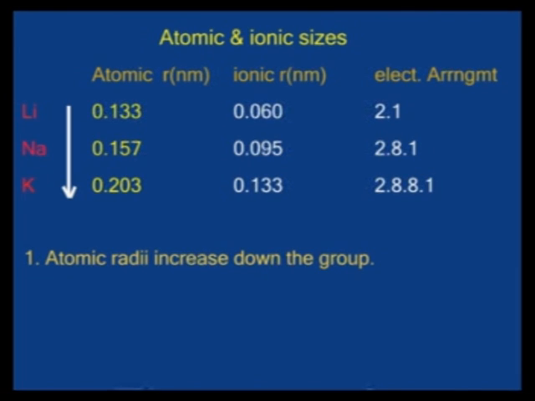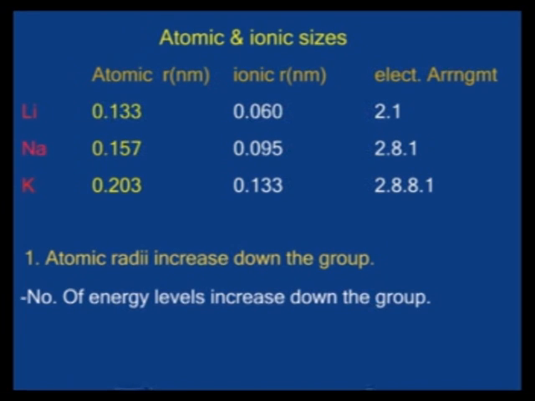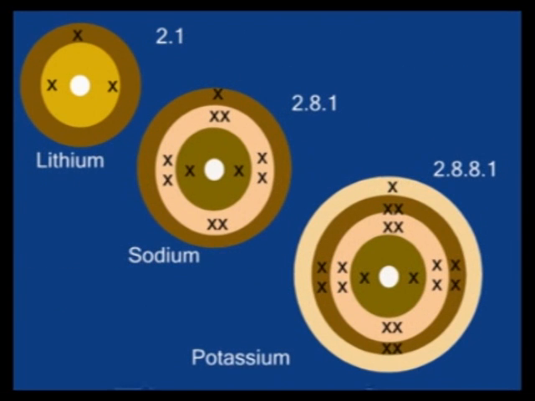Why? As you go down the group, you realize the number of energy levels is increasing, and you can get this evidence from the last column indicating the configuration. The increase in the number of energy levels obviously translates to an increase in the radius of the atoms.